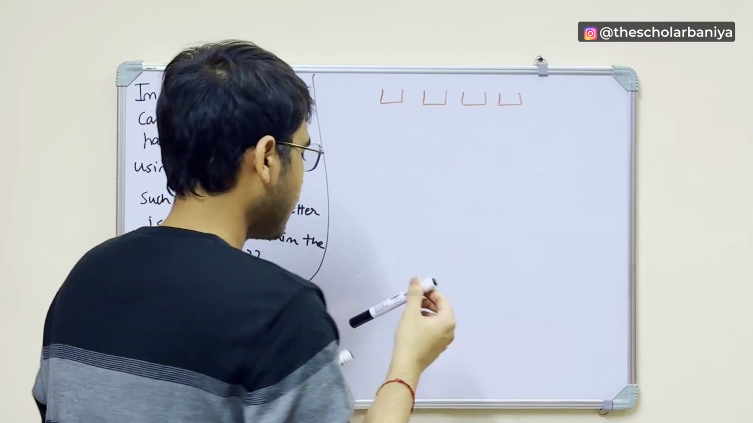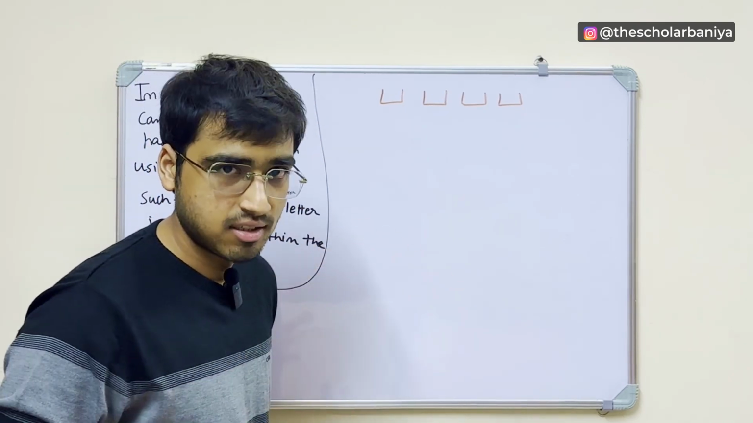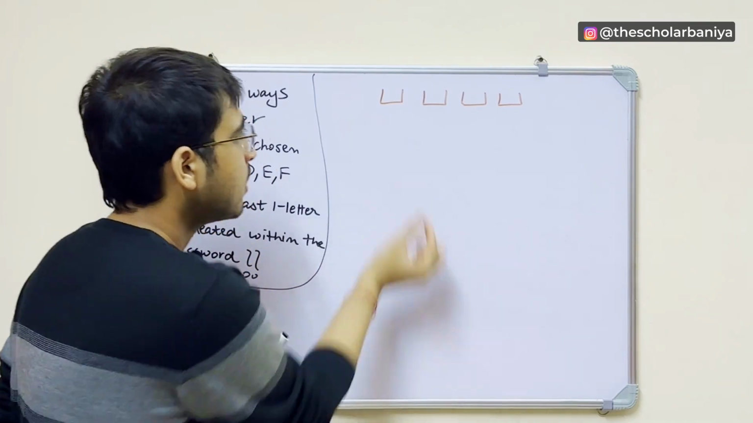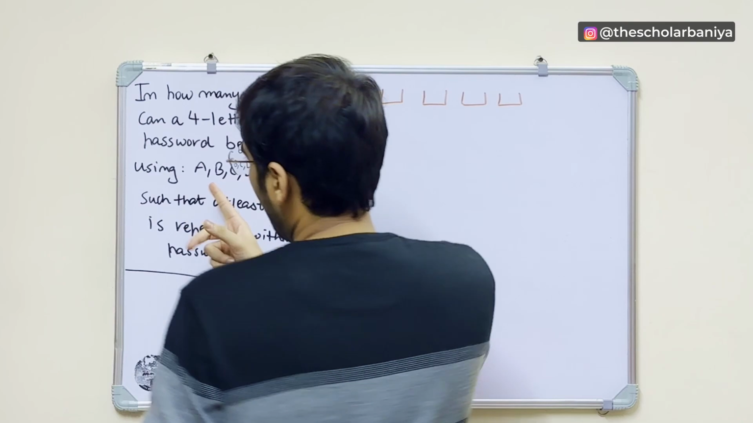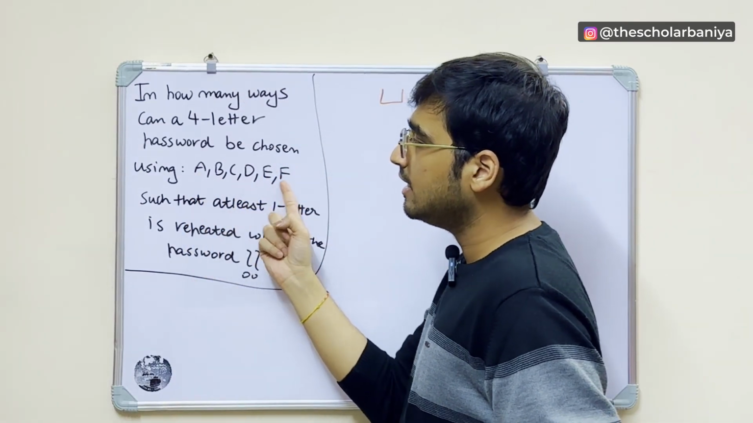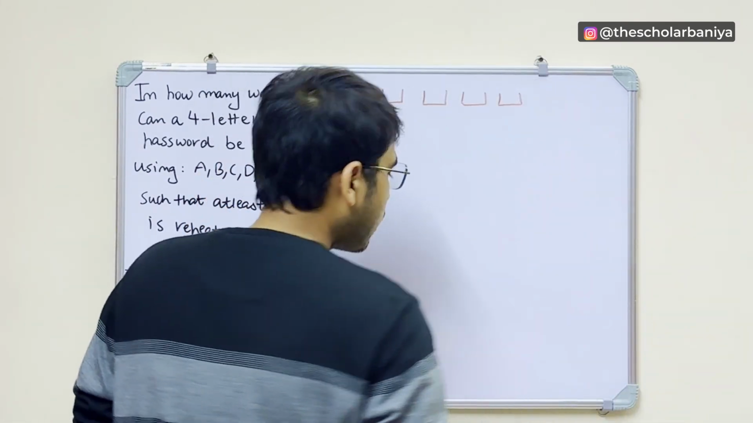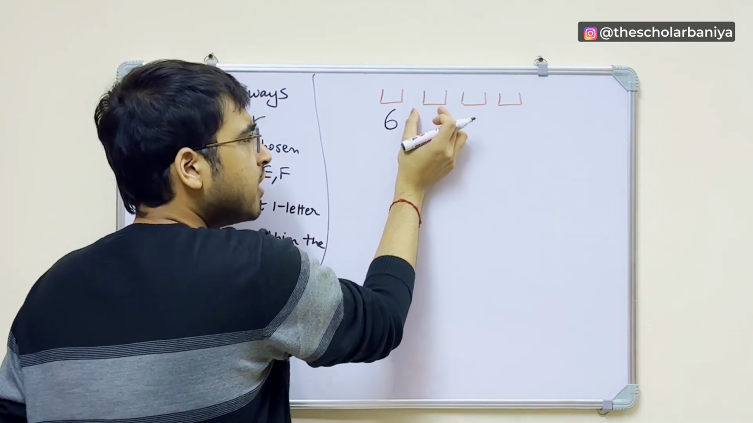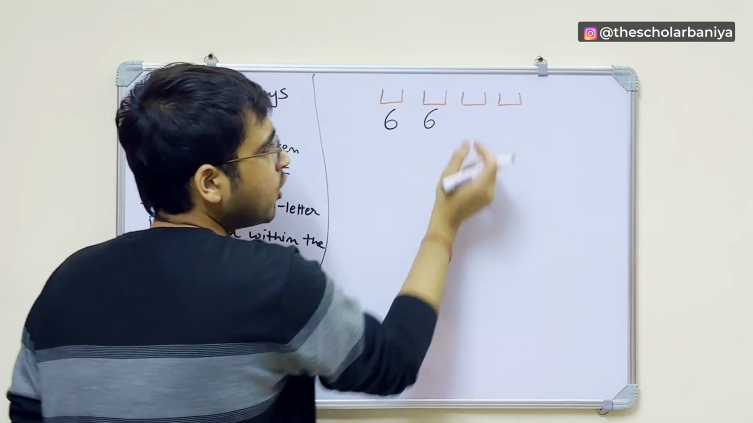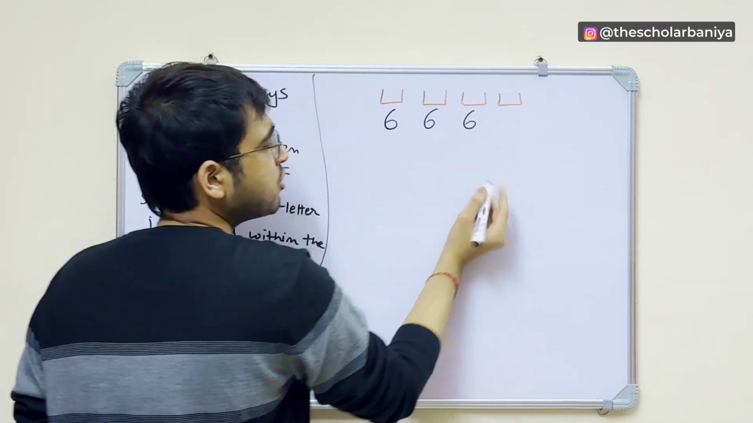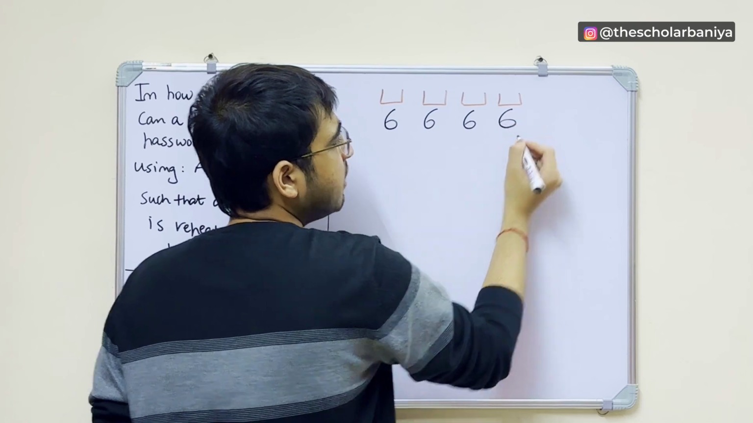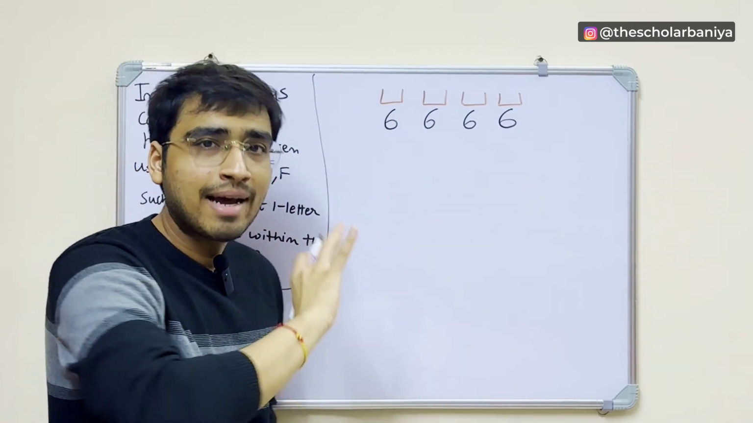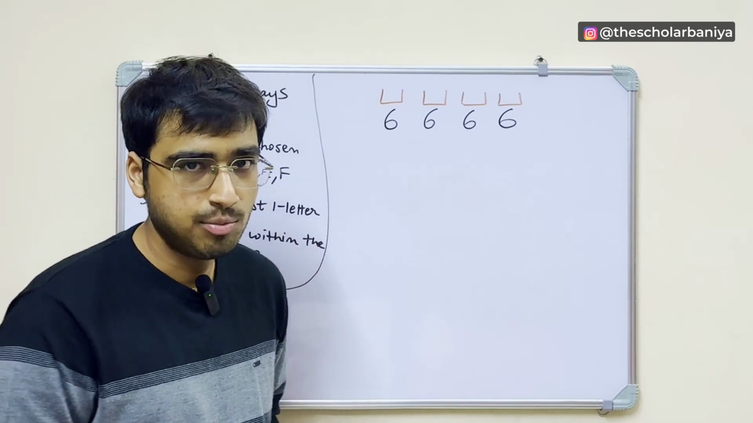So tell me one thing, what will be the total number of cases? Total number of cases means how many possible options are there? A, B, C, D, E, F, 6 possible options, right? So in total cases, over here we can fill any of the 6 options. Over here also any of the 6 options. Over here also any of the 6 options. And over here also any of the 6 letters, right?